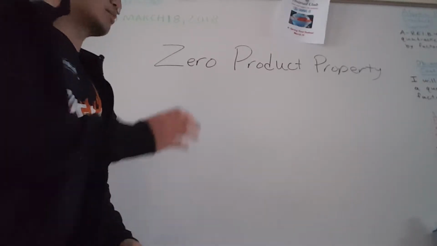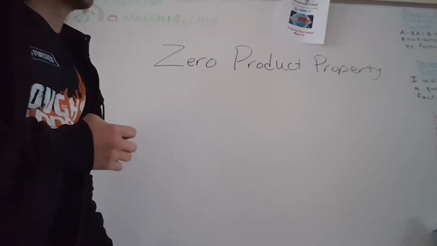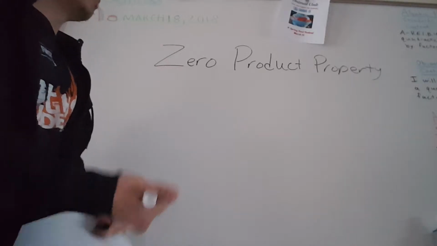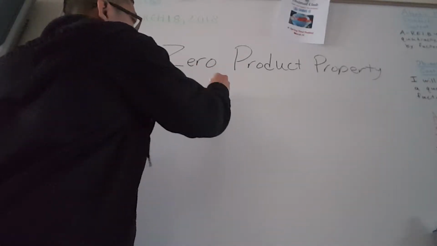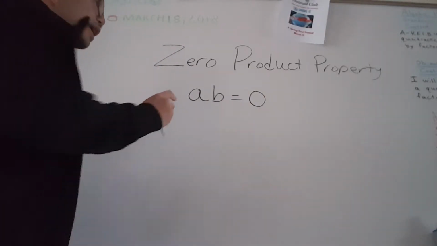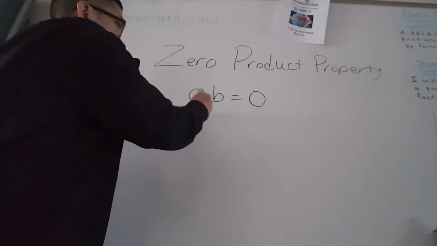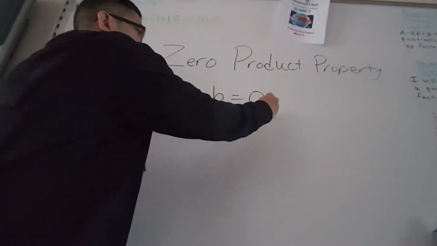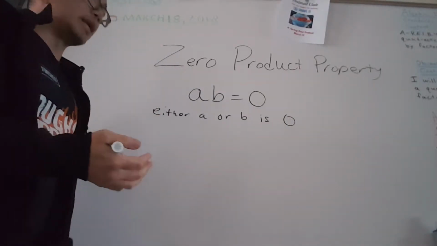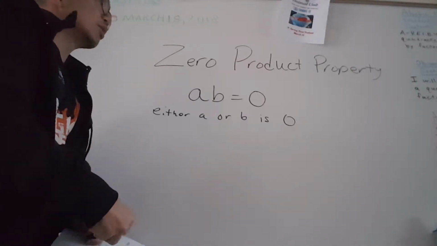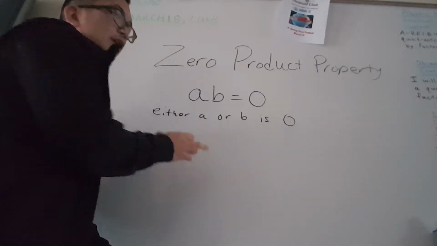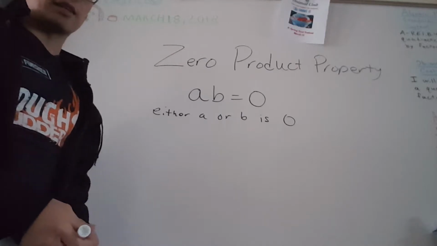So before we even start with the worksheet, I want to talk about the zero product property. Now in math, I know if I have two things being multiplied together, and they equal 0, then I know either A or B is 0. It doesn't have to be both A and B. One of them just has to be 0 in order for the product to be 0. So we're going to take this property and use it to solve quadratics.